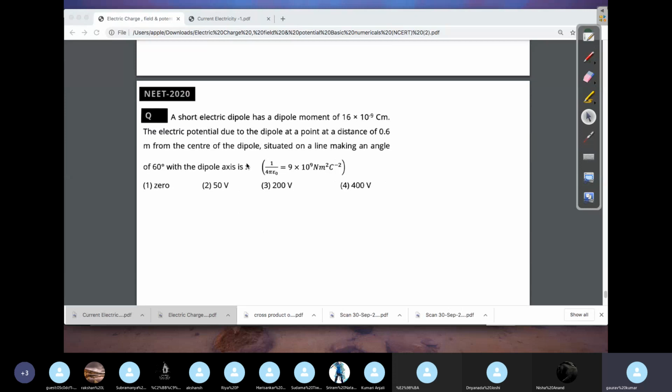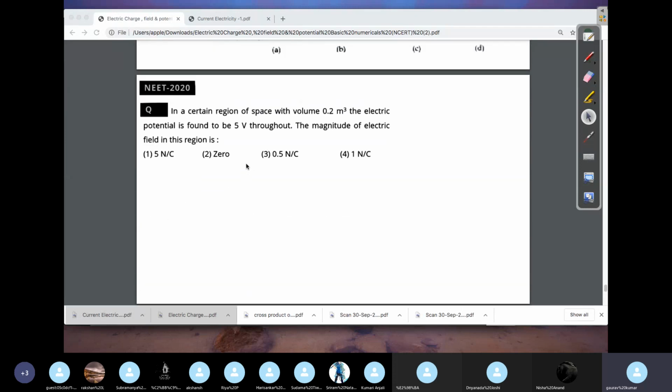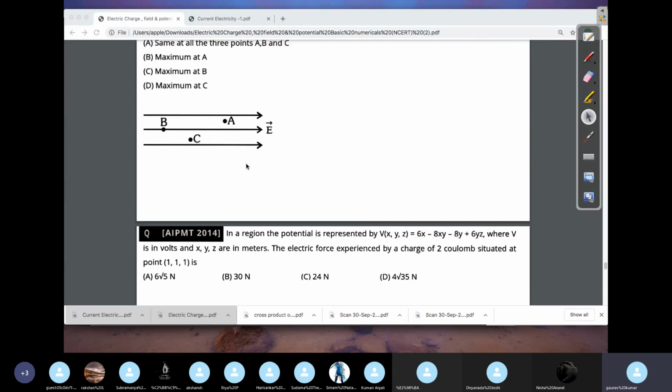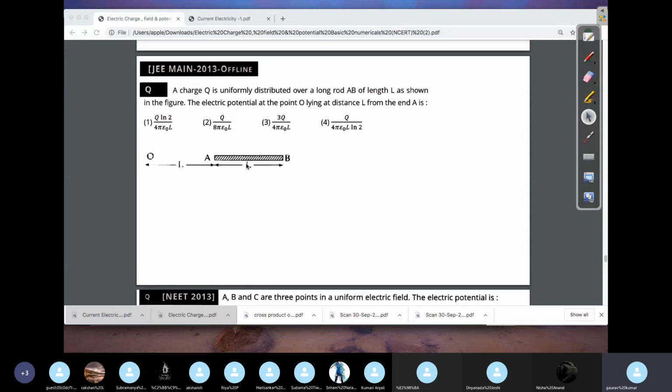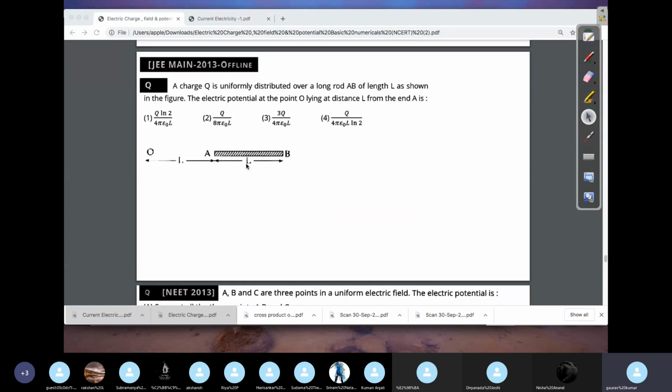I will come to this by the way. So wait for a moment, because dipole I will consider as a special case. Okay, so let's start now solving some standard questions of JEE. Okay, let's solve this question.